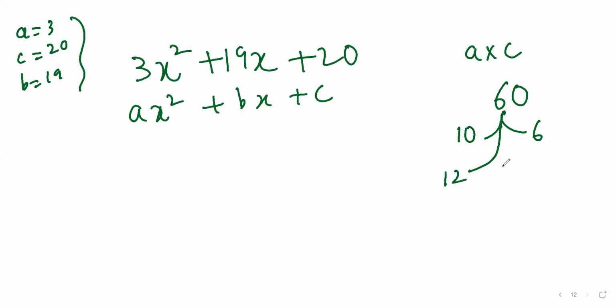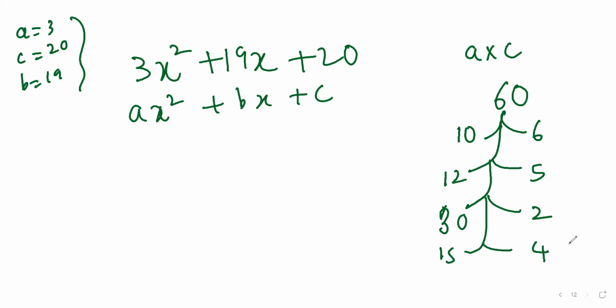Then 12 times 5 is 60. But 12 and 5 will give me 17 and not 19. Then what else? Anything else? 30 into 2 is 60, but 32 I'm going to get as the sum. 15 and 4 are, 15 plus 4 is 19.